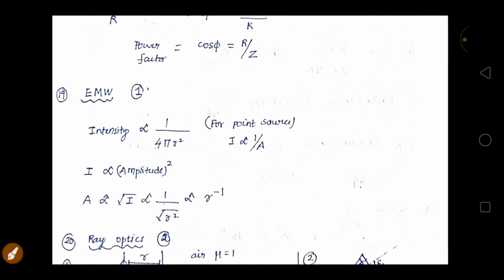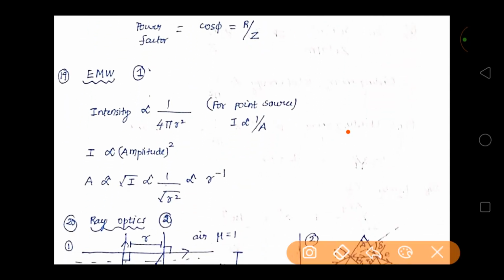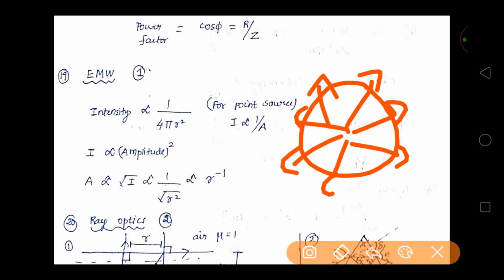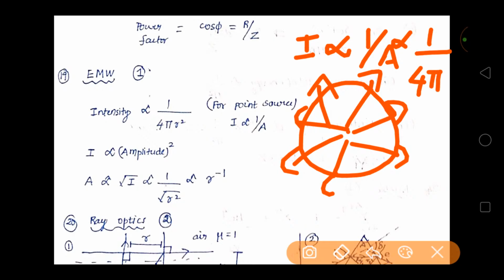Okay, next. Now electromagnetic waves. For a point source we can draw a sphere because it emits light in all the directions. So intensity is inversely proportional to area. You can make a sphere for the point source. What is the formula for area of the sphere? 4 pi r square. So 4 pi r square for point source.